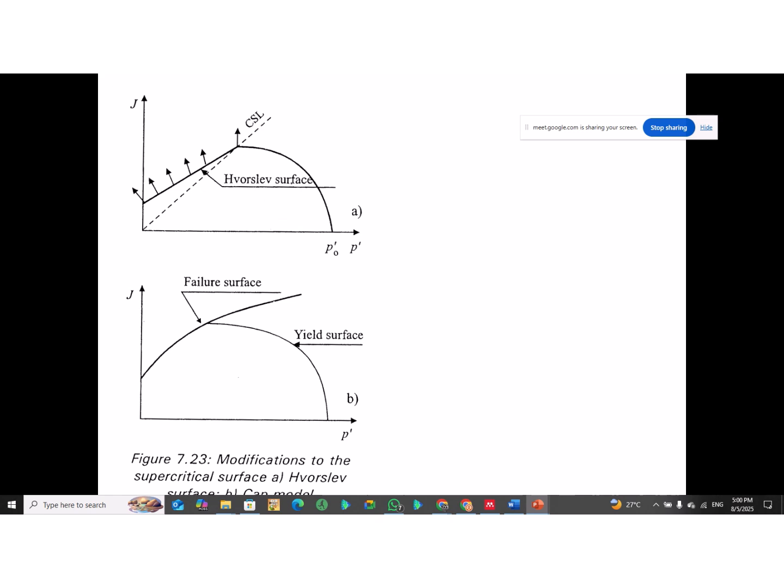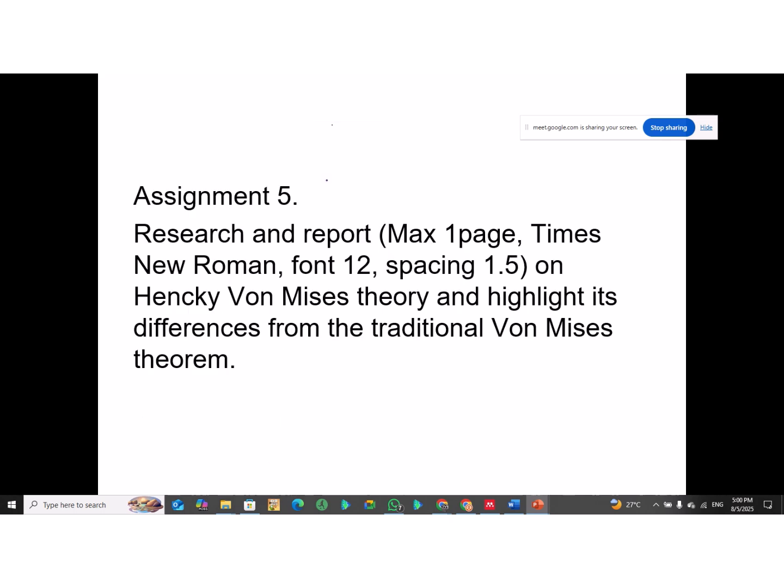And so that's the Hvorslev surface. I think you read basically what we are saying. So I think that we are done. So we are done with this. Have you seen this one?